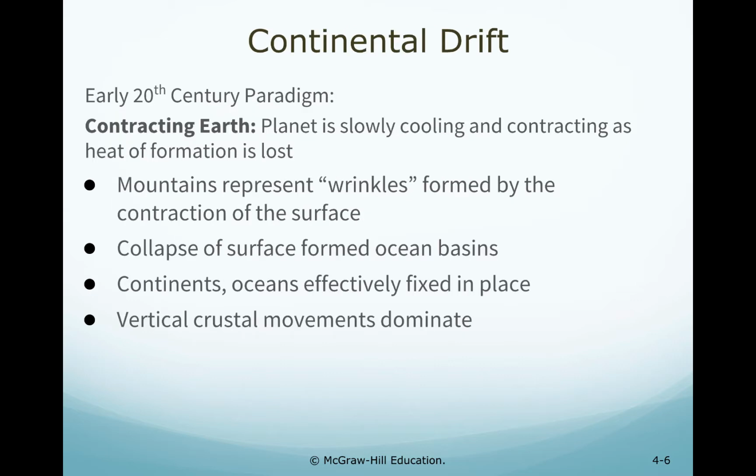Then there's continental drift. The early 20th century paradigm was the contracting Earth. The planet is slowly cooling and contracting as heat of formation is lost. The mountains represent the wrinkles formed by the contraction of the surface. The collapse of the surface formed the ocean basins. The continents and the oceans were effectively fixed in place, and the vertical crustal movements dominated.